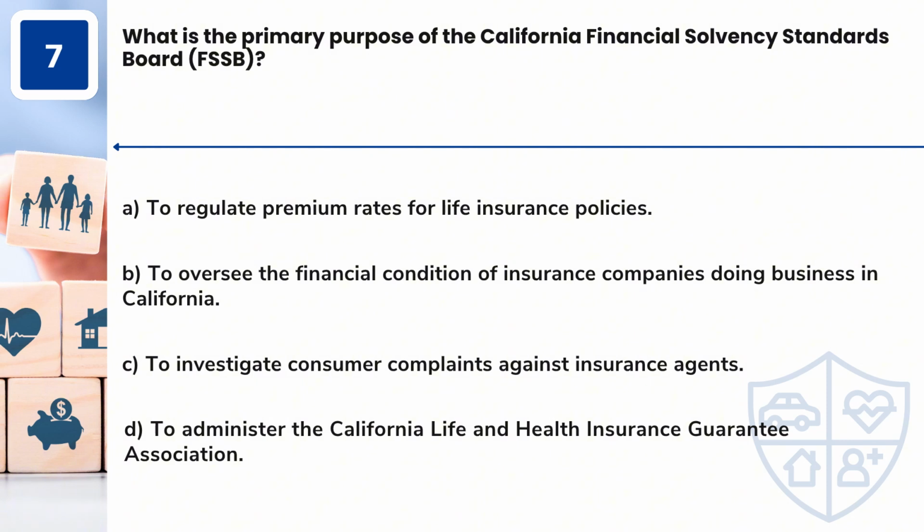Question 7. What is the primary purpose of the California Financial Solvency Standards Board, FSSB? A. To regulate premium rates for life insurance policies. B. To oversee the financial condition of insurance companies doing business in California. C. To investigate consumer complaints against insurance agents. D. To administer the California Life and Health Insurance Guarantee Association.